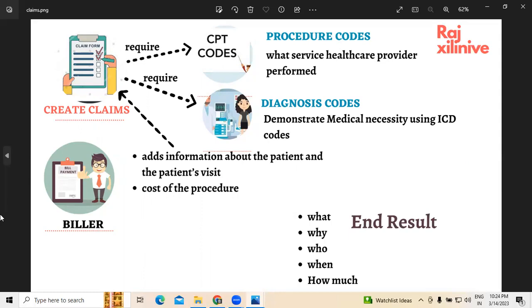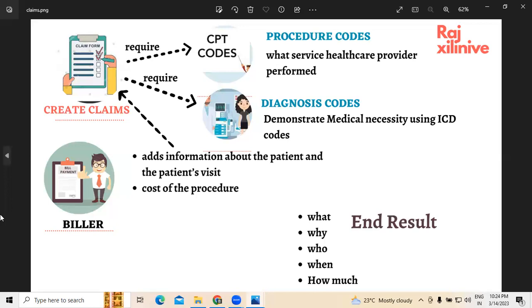Whenever they are creating claims, they take two kinds of codes. One is the procedure code, second is the diagnosis code. What is the procedure code? Procedure code means whatever procedure the healthcare people have performed to do some treatment. For different procedures, there are different code numbers available.